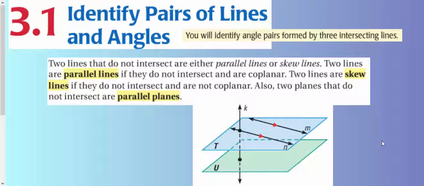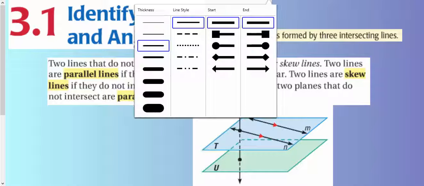We're going to be working with identifying angle pairs formed by three intersecting lines today. There are a lot of special relationships that happen. Before we get into that, we're going to talk about parallel, perpendicular, and skew lines.